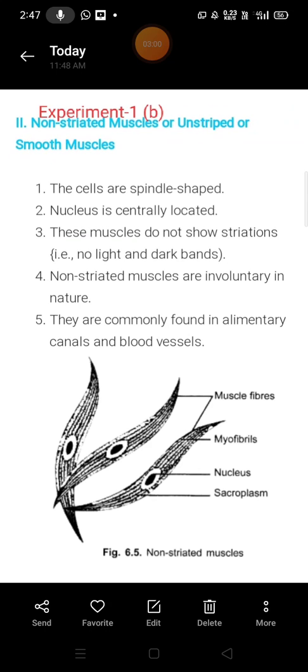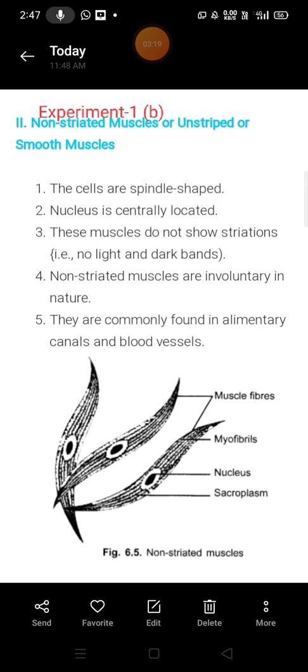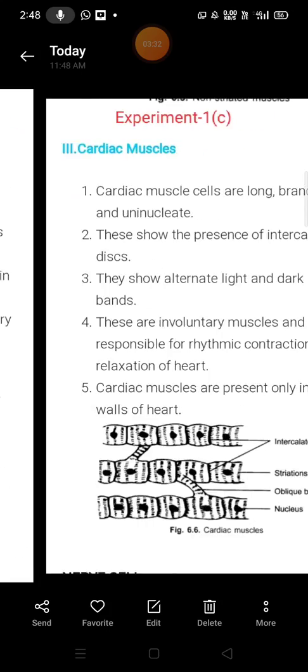Next, unstriped muscle. Again, the shape of the cell is spindle shape. All of you know, it has a centrally placed nucleus, and there is no band pattern. These three points are necessary to write in your practical file. Then non-striated muscles are involuntary in nature, and this is the picture of this muscle.